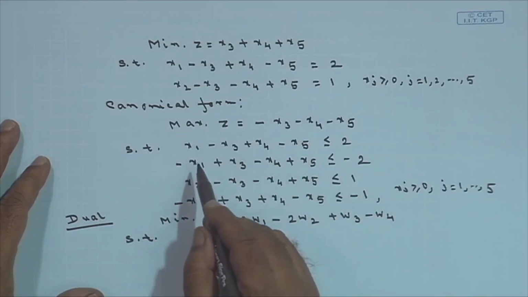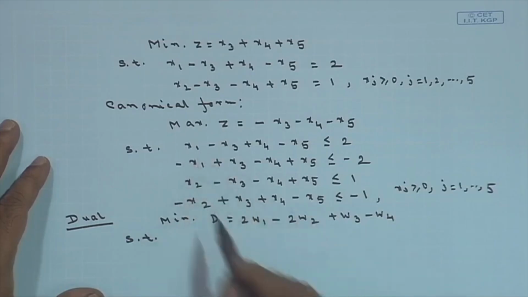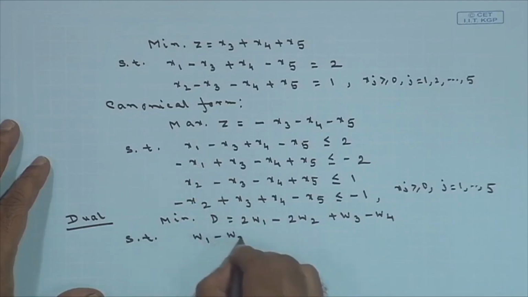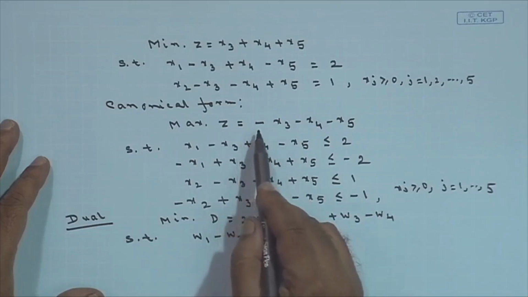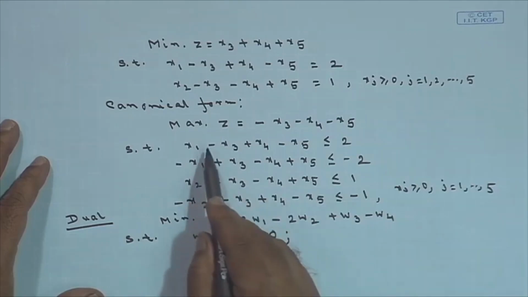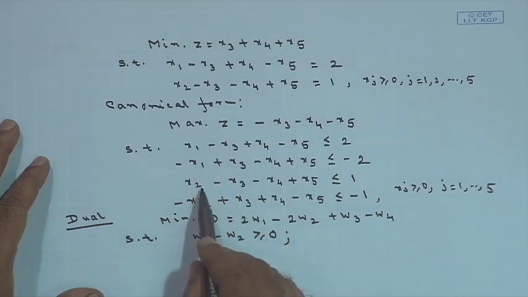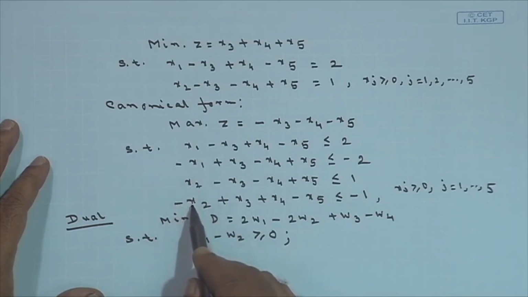I will take the coefficients corresponding to the variable x1 first. x1 is appearing only in the 1st and 2nd cases. So, it will be w1 minus w2, this is greater than or equal to, x1 is absent here, so, therefore, coefficient is 0. So, w1 minus w2 greater than or equal to 0. Next, I have to take the constraints with respect to the variable x2. For x2, wherever it is coming, x2 is coming in 2 places, here and here. So, it corresponds to w3 and w4.